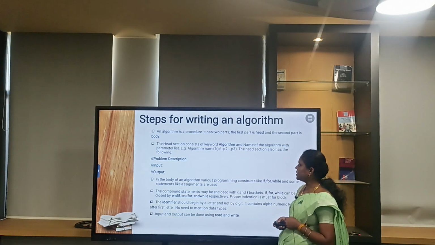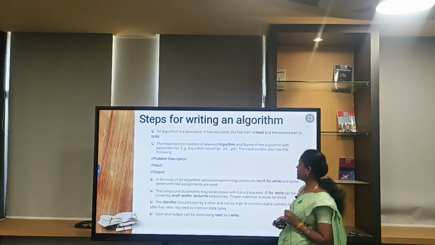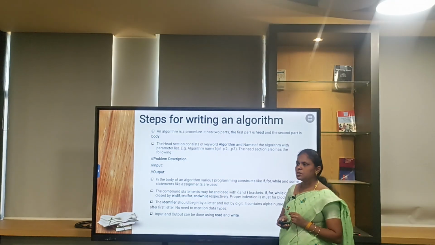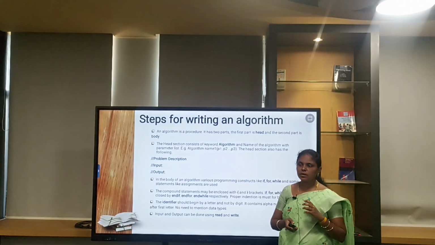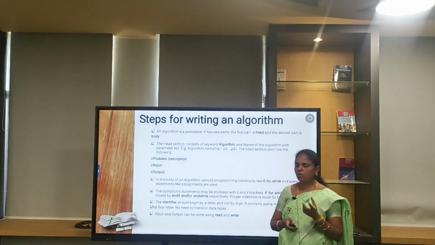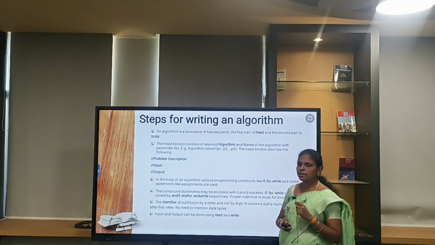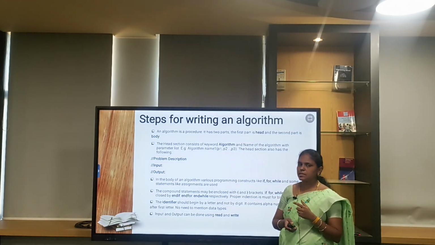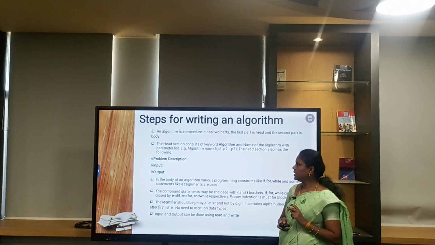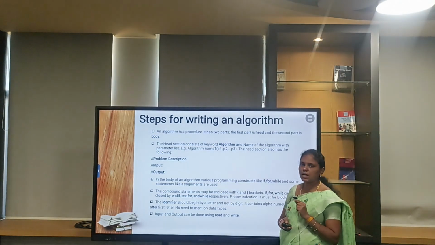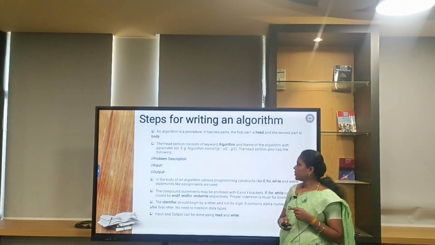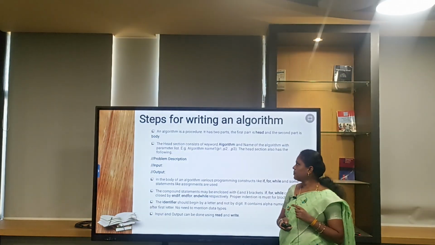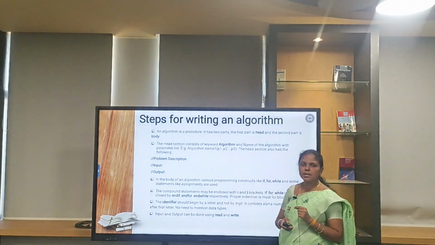An algorithm is a procedure. It has 2 parts. The first part is the head section, and the second part is the body part. Just like a human, an algorithm also has a head and body. A few topics come under the head, and the remaining executable part is represented in the body. The head section consists of the keyword algorithm, and the name of the algorithm with the parameter list.